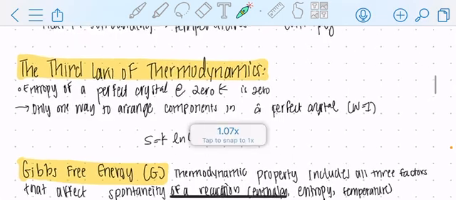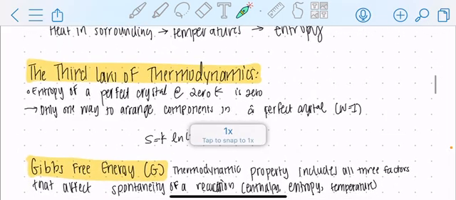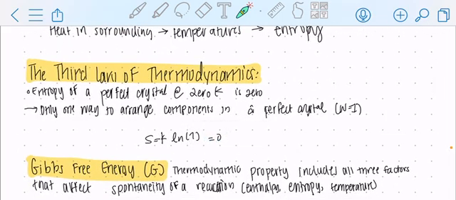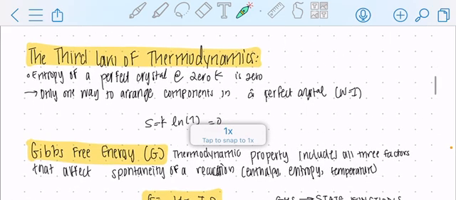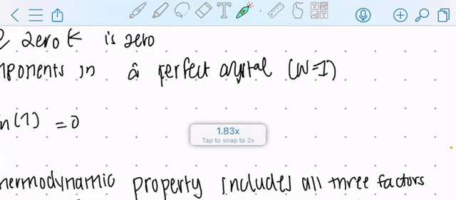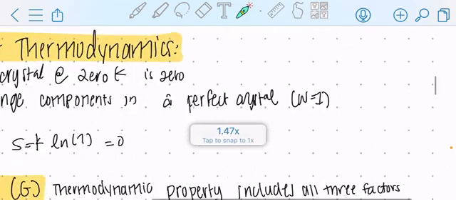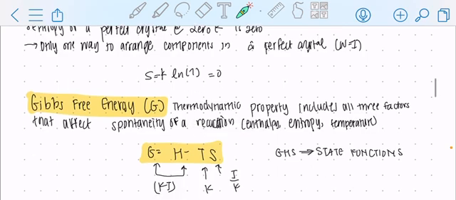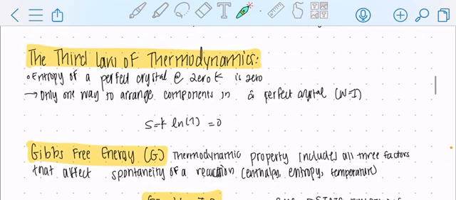The third law of thermodynamics is that the entropy of a perfect crystal at 0 degrees Kelvin is 0. There is only one way to arrange the components in a perfect crystal, and that means the W, or the microstates, is just 1, and ln of 1 is 0, and that's why we know that the entropy is 0.